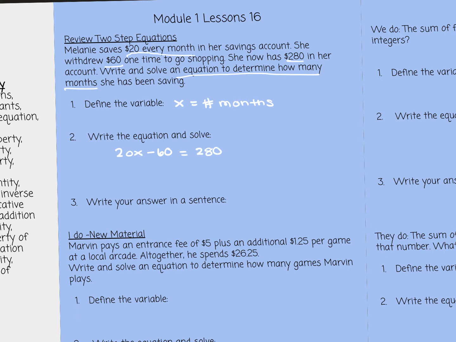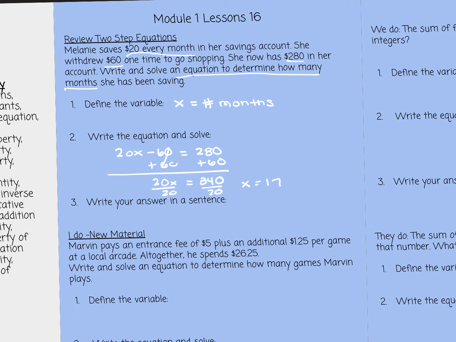All right. So now we're going to solve our two-step equation by adding 60 to both sides. All right, so my 60s are going to cancel, so I'm left with 20x is equal to 340. Going to divide both sides by 20, and we get that x is equal to 17.